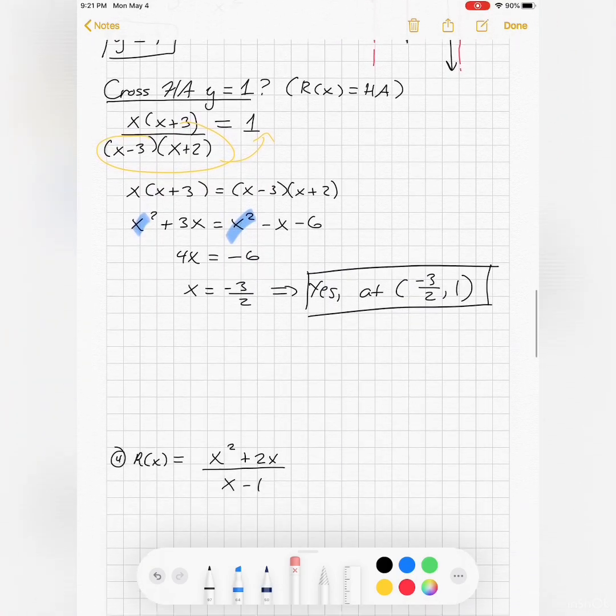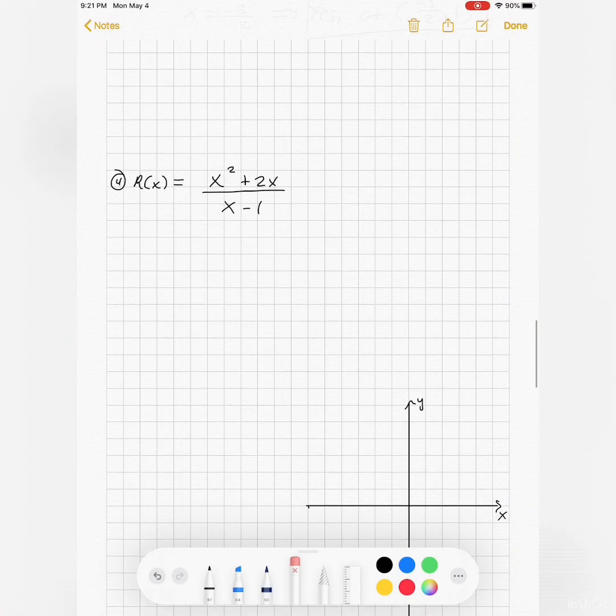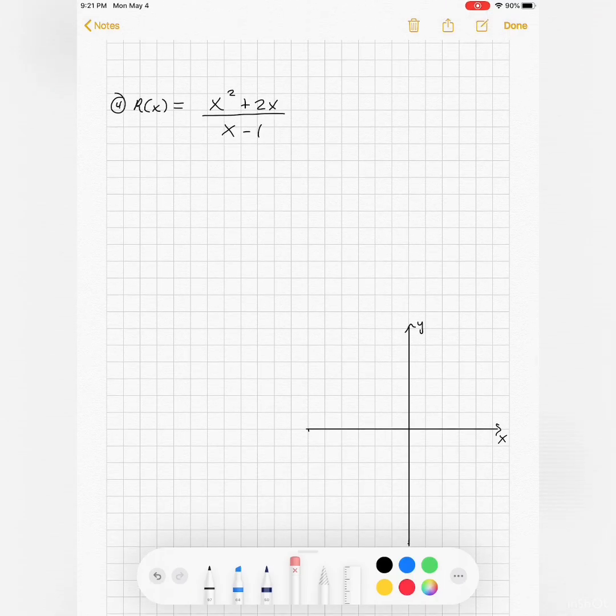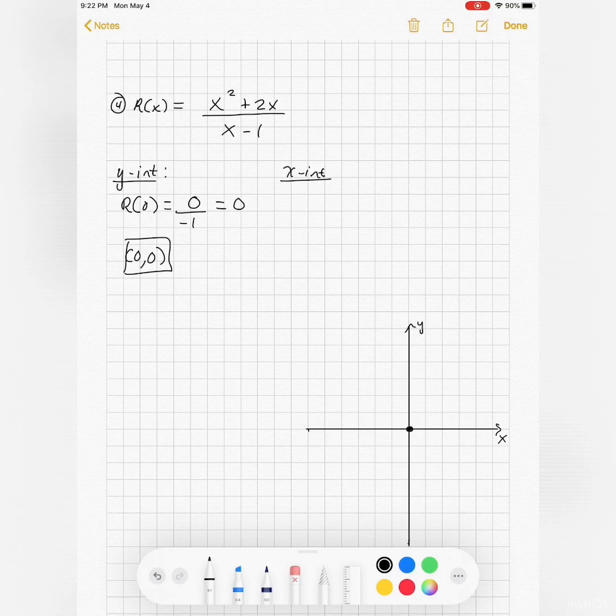Okay, what else is there? Let's do another one. Okay. So when I set the top to 0, maybe I should go ahead and finish the factoring here.